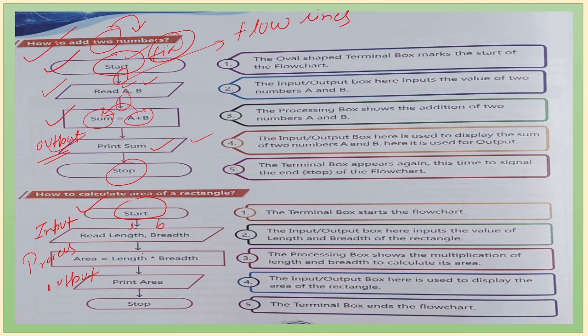After that you are going to multiply in the processing box, that is the rectangular shaped box, length into breadth. After applying the multiplication, you are assigning the value to an area variable. So area is a variable which holds the value of length into breadth. Now you have to display the area. So we make a parallelogram box. This parallelogram shaped box is known as the output box. Here you have to write print area, and at the end you have to write stop because you are going to end your flowchart.